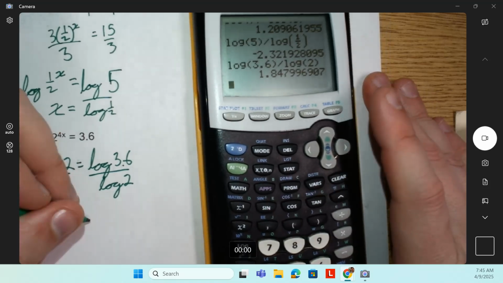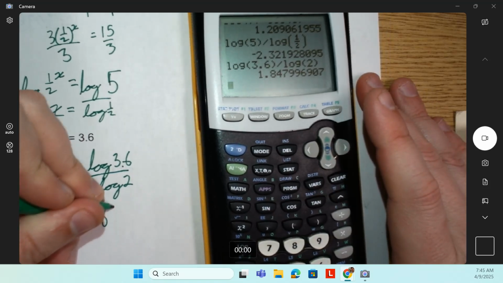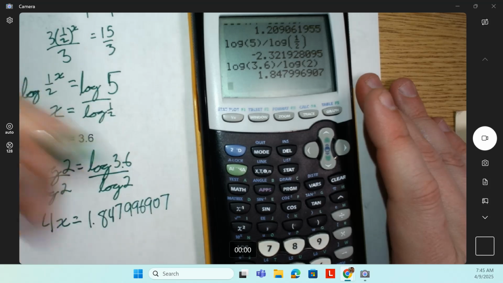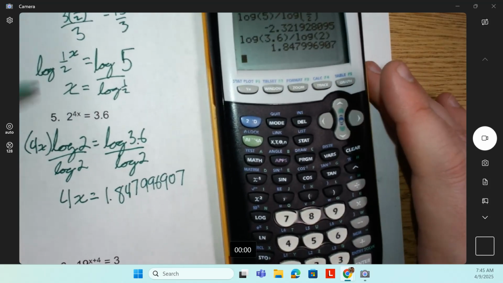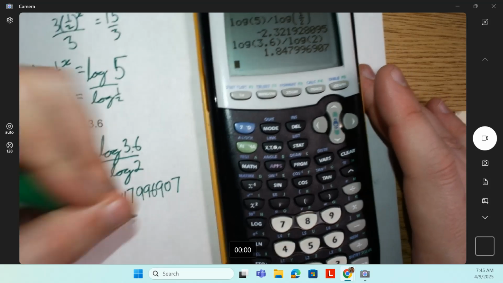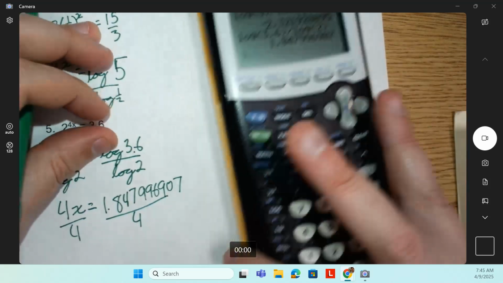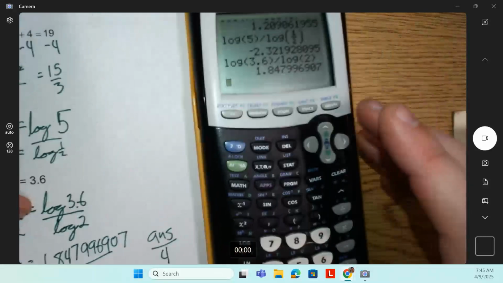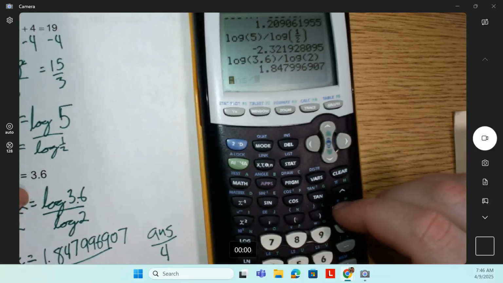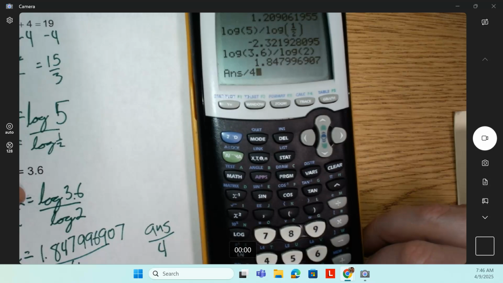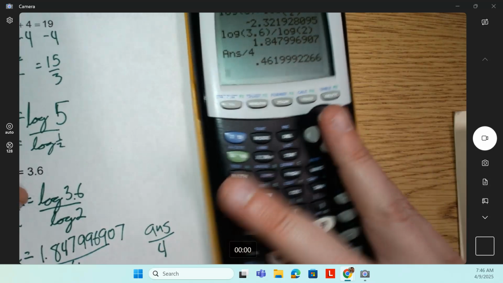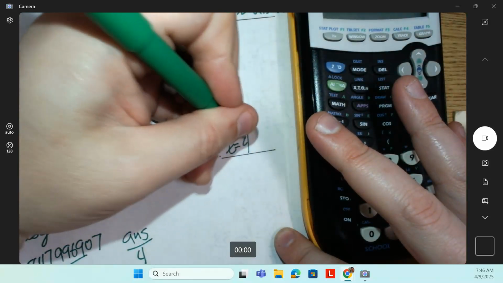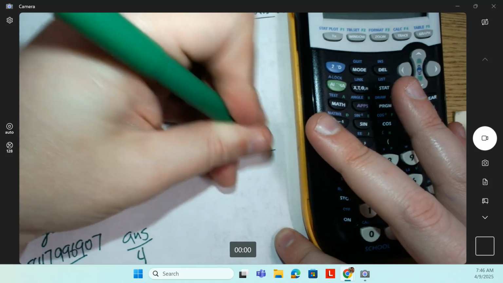And that equals 0.847996907. Copying the whole thing out, but really all I'm going to do when I'm dividing by 4 is just do answer divided by 4, so that way I'm getting it as accurate as possible. So just dividing what I got by 4. So x is going to be about equal to 0.462.